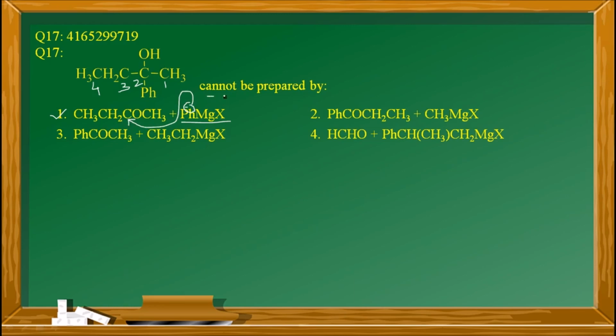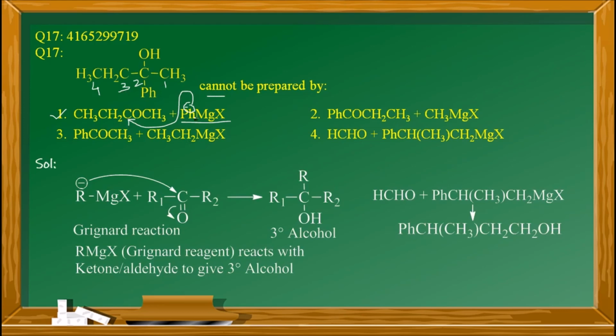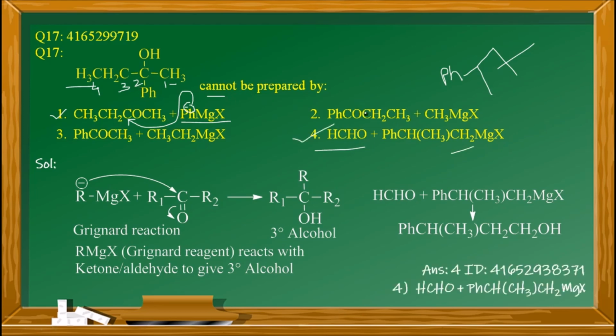But they are asking which cannot be prepared. Yes, this is the compound. A phenyl ring can be introduced, a methyl group can be introduced, and an ethyl group can be introduced. That means by taking a carbonyl compound with methyl RMgX, phenyl RMgX, or ethyl RMgX, it can be prepared. So this is option number 1, phenyl MgX, methyl MgX and ethyl MgX. But when it comes to option 4, they have taken phenyl and methyl. There is a methyl side chain, then CH2 followed by RMgX. This side chain is not there, and with the formaldehyde reaction it is not going to form this. So it cannot be prepared by option number 4. Option number 4 is the correct option friends.